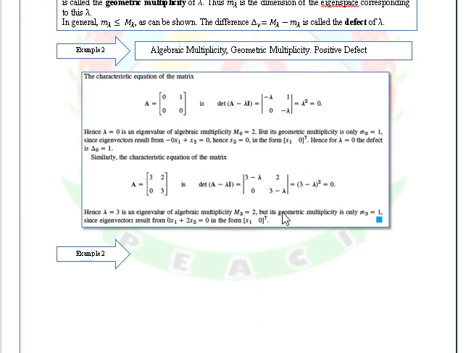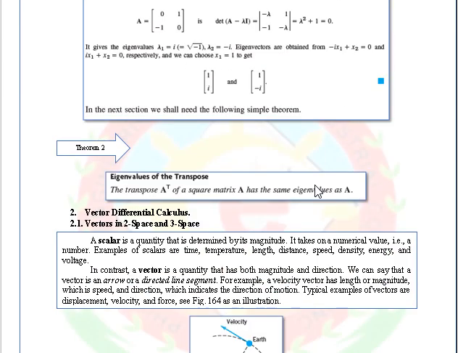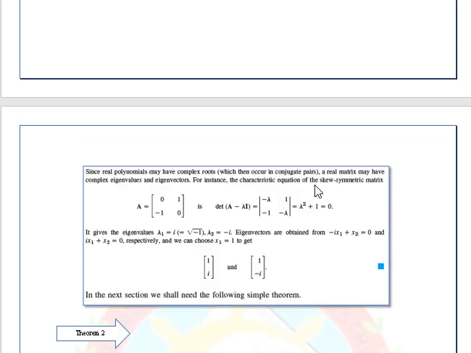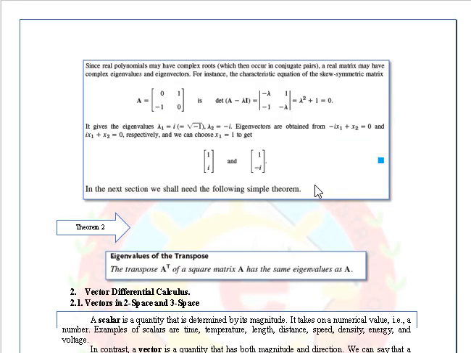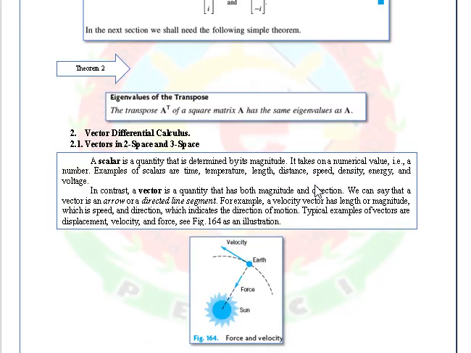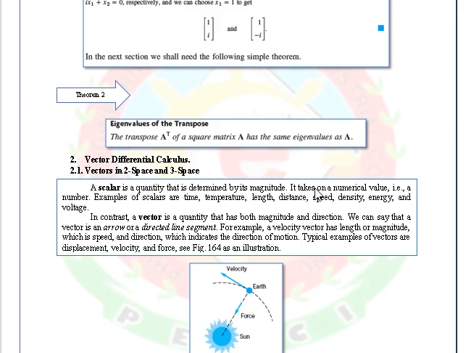Okay? So the other one is this, another example. It is the same procedure to get the eigenvalues and eigenvectors. So I think that's all for eigenvalues and eigenvectors. Please have a grasp of that as much as possible. Okay. So now let us proceed to vector differential calculus.